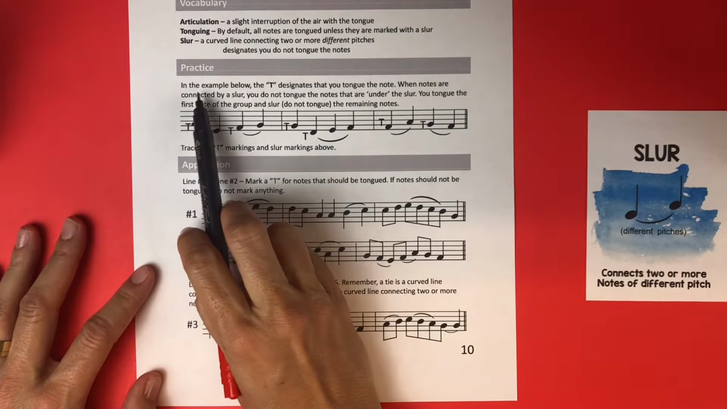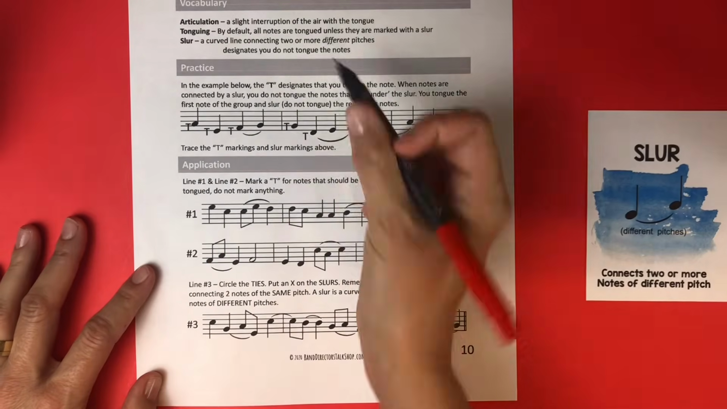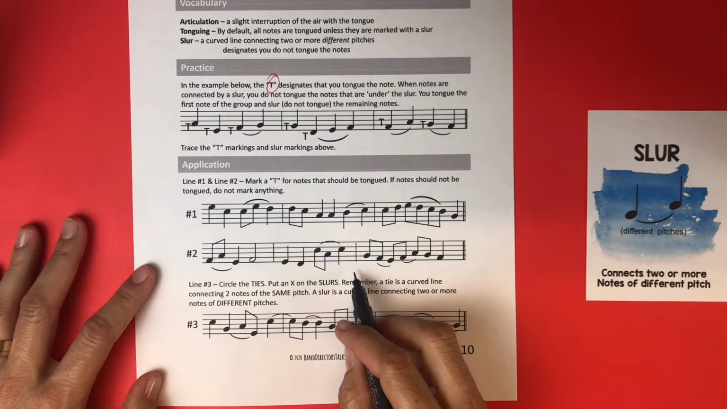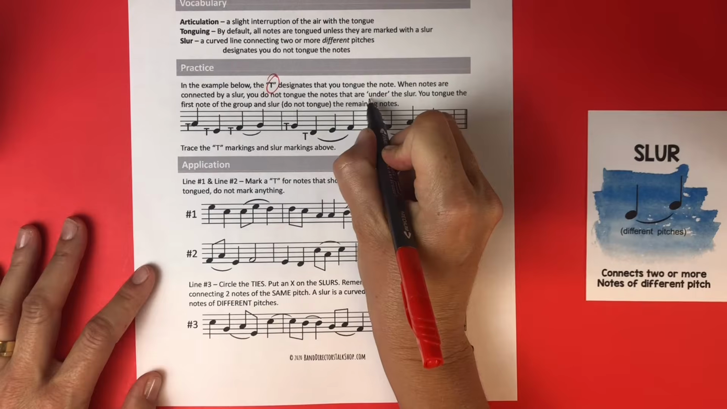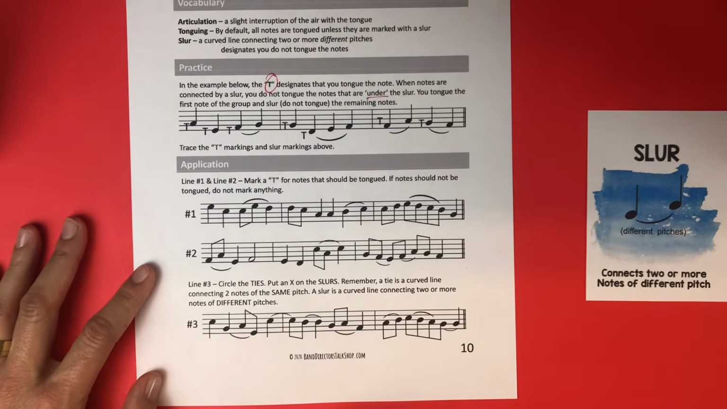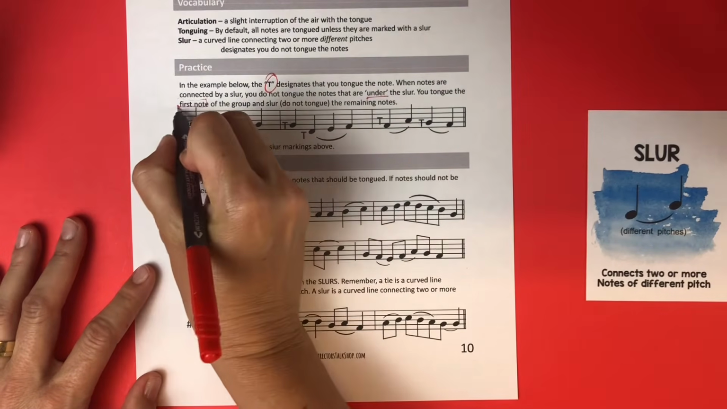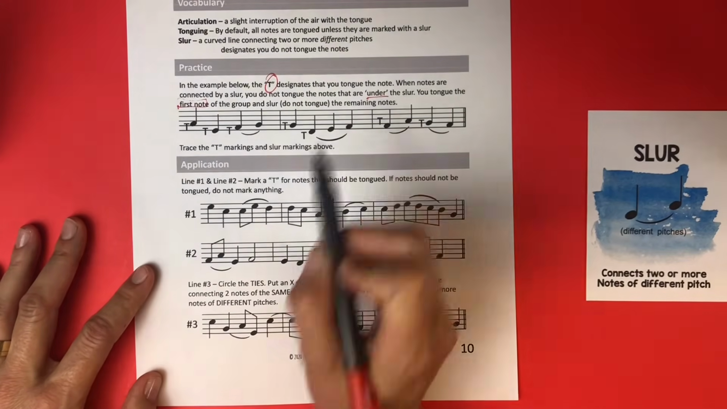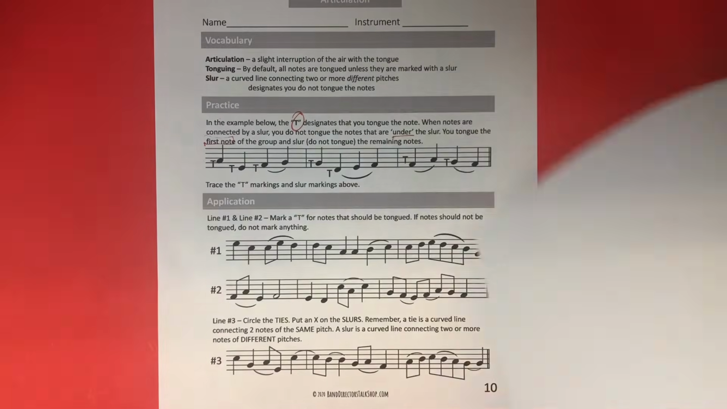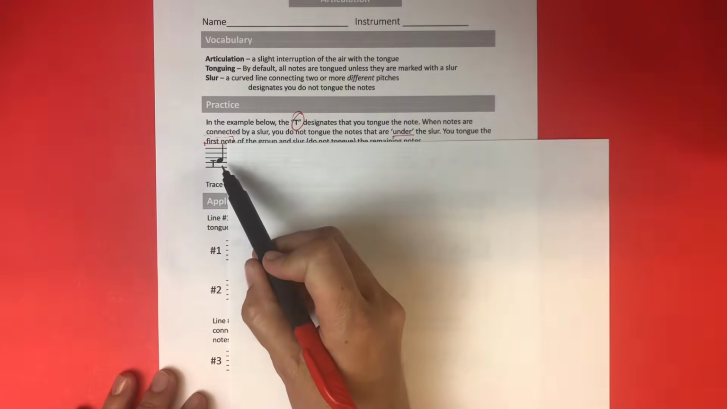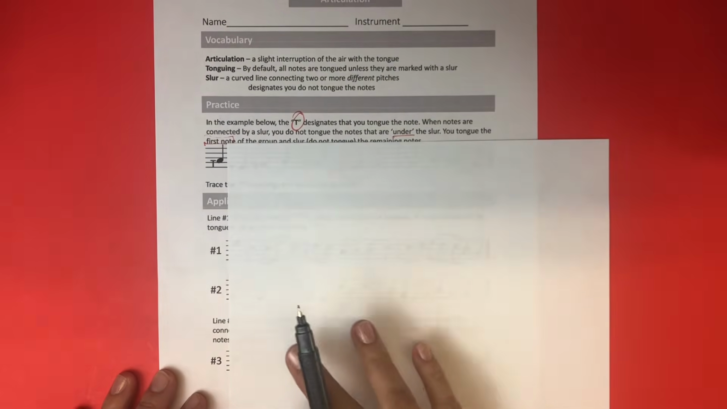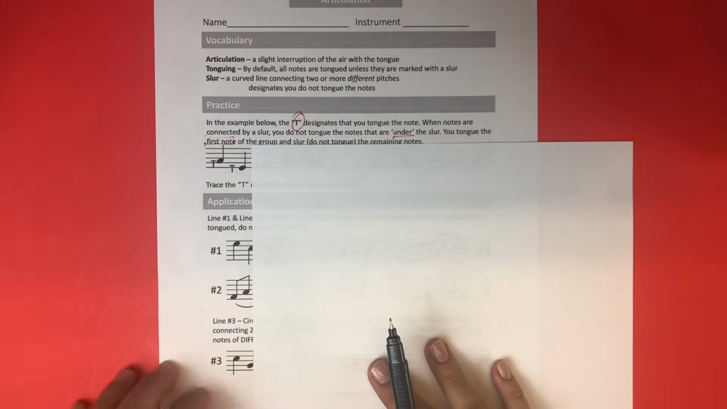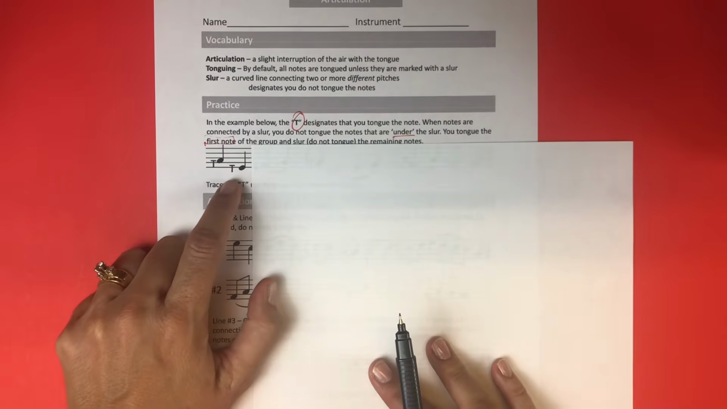Let's read this. In the example below, the T designates that you tongue the note. When notes are connected by a slur, you do not tongue the notes that are under the slur. You do tongue the first note of a group, and you slur, or do not tongue, the remaining notes. Looking at this line, let's go one note at a time. Looking at the first note, there's no slur, so you're going to tongue that note. There's a T for tongue because you automatically tongue. The next note is the same way; you're going to tongue it.